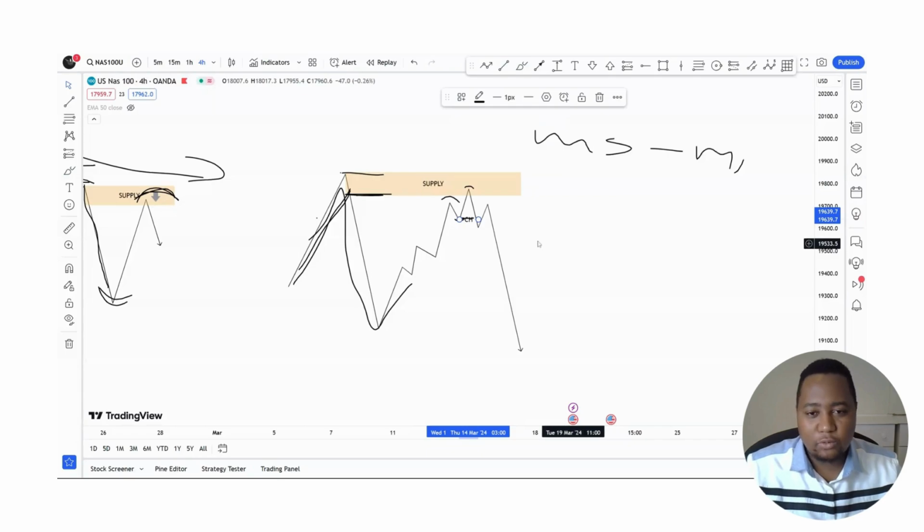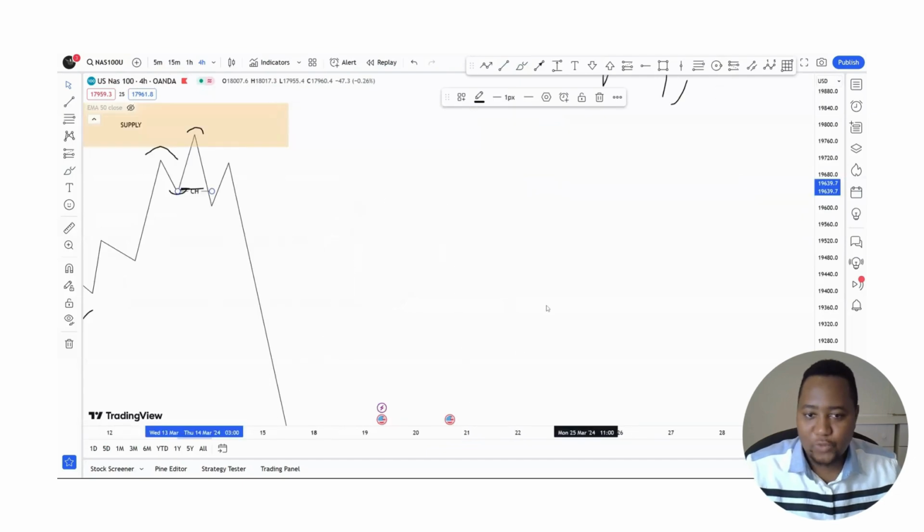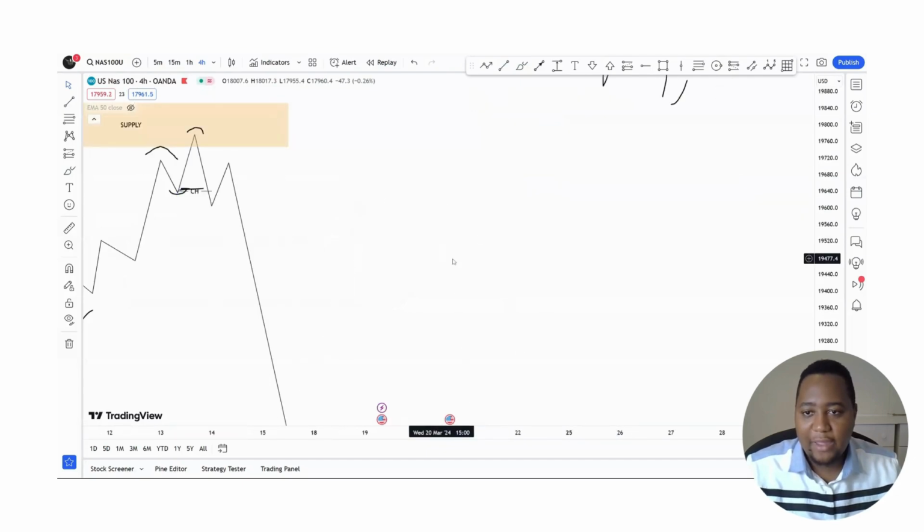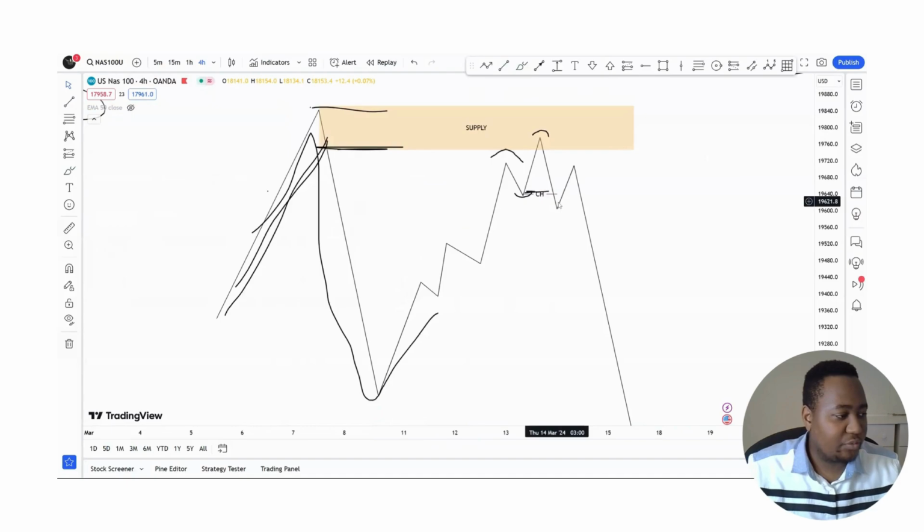I don't like using the word. It's just a tongue twister for me. I'm not sure because of my vernac, or the way I just articulate English words. Okay, so we have a market structure shift. I just zoomed in now so that you guys can see market structure shift or change of character.